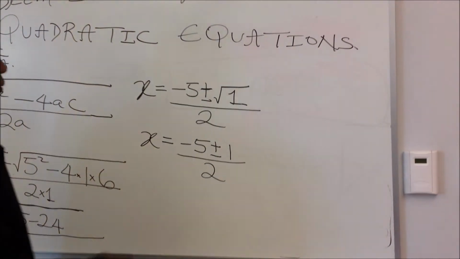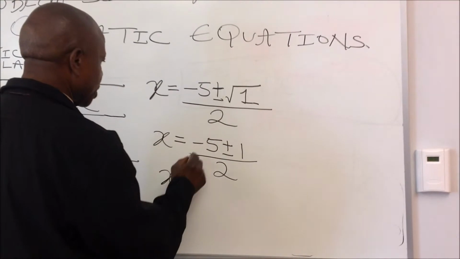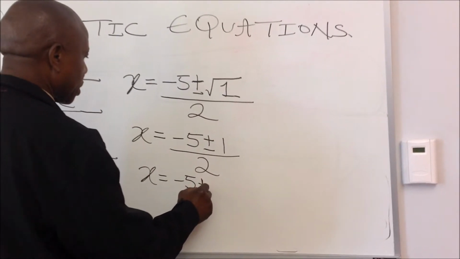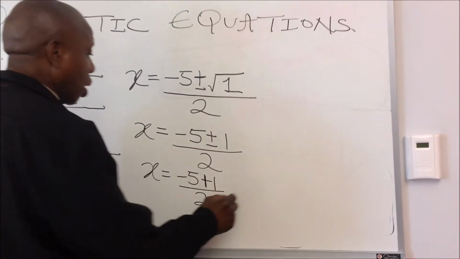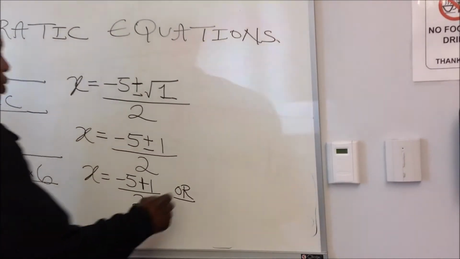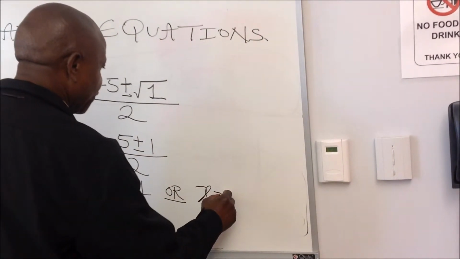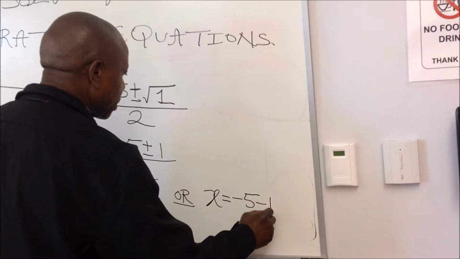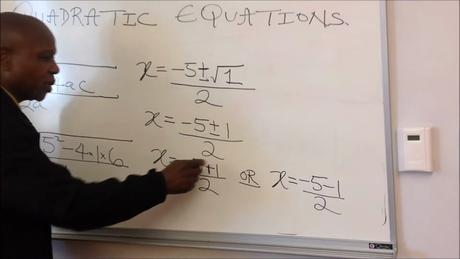So that means that we're going to have what? X equals negative 5 plus 1 all over 2, or x equals negative 5 minus 1 over 2. All right, so what is negative 5 plus 1?